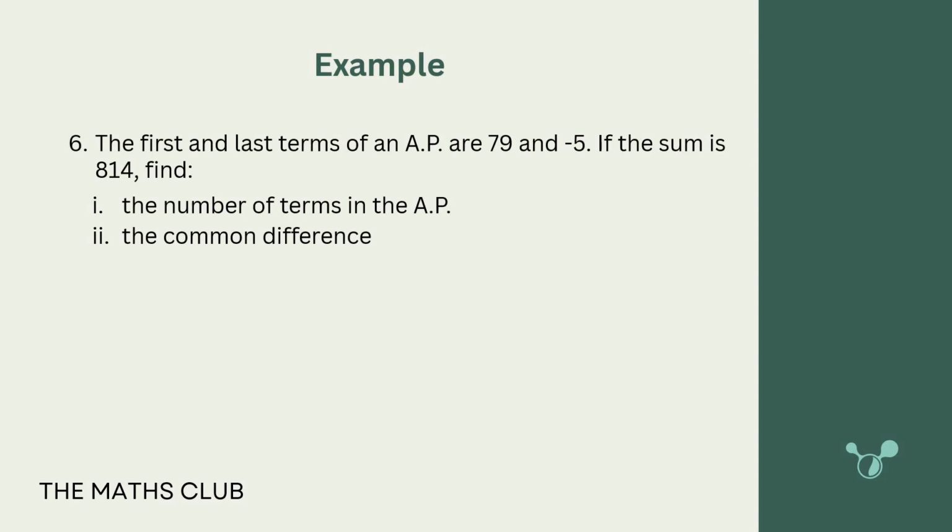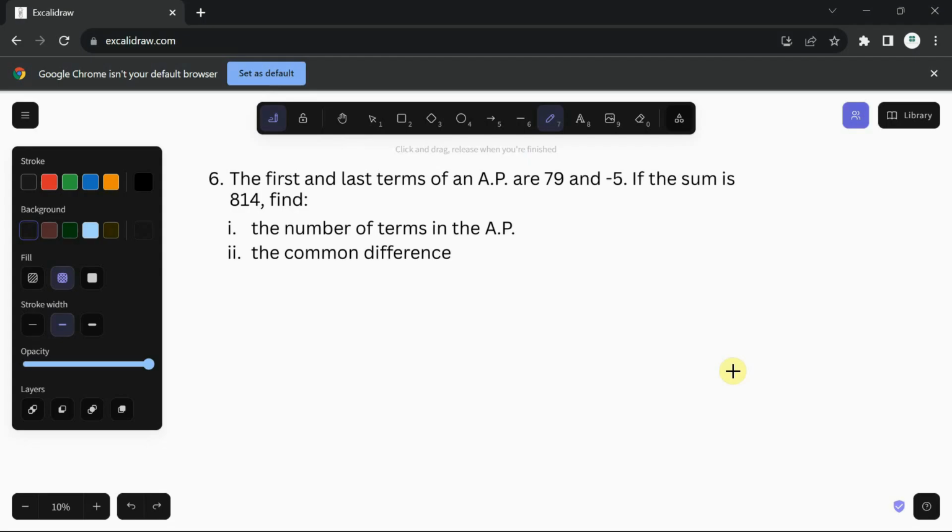And the last question, it says that the first term and the last term of an AP are 79 and minus 5. If the sum is 814, find the number of terms in the AP and the common difference. Great, so what are we given in the question? Right, so if I put given here, we're told that the A is 79, the last term is minus 5, the sum is 814. We're told to find the N and we're told to find the D.